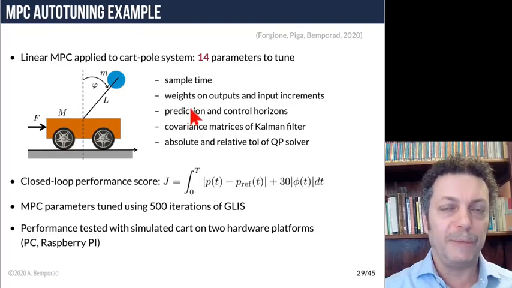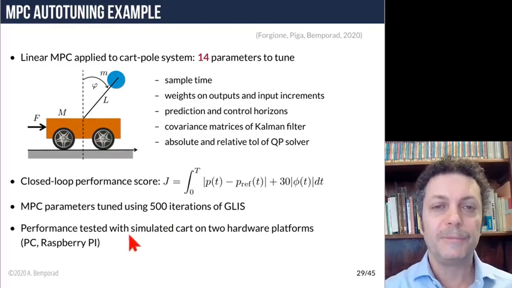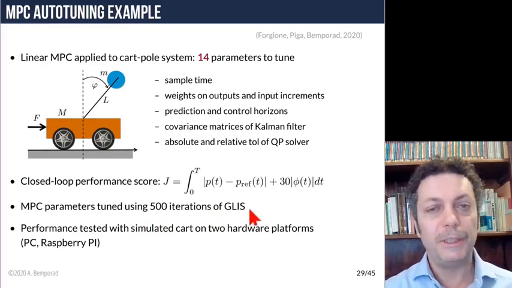Various MPC tuning parameters were tuned here. We have 14 of those parameters: the sampling time, the weights on the outputs and input increments, the prediction and control horizon, the covariance matrices of the Kalman filter, as well as the absolute and relative tolerance in the QP solver. So this was solved using the GLIS global optimizer by running 500 iterations.